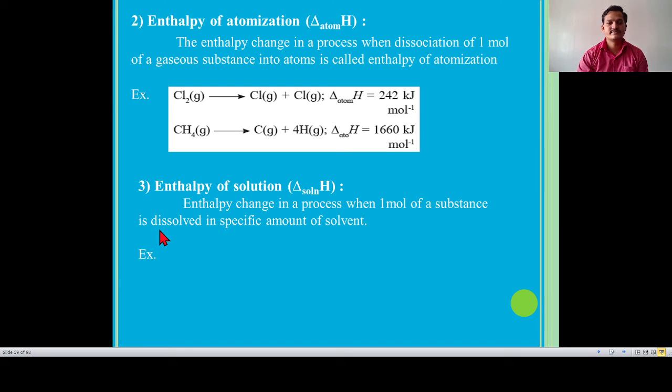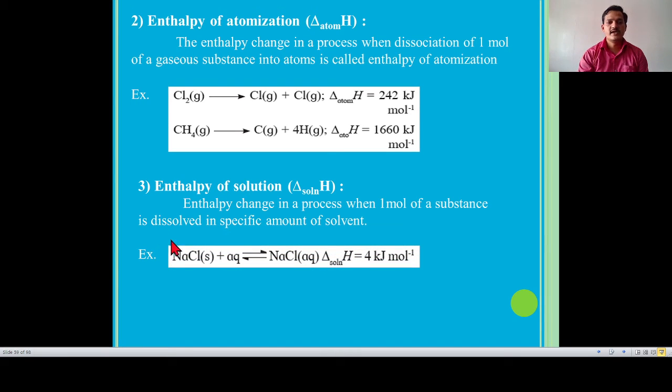For example, NaCl exists in solid phase. It is dissolved in aqueous, that is in water. So it is converted into NaCl aqueous, means sodium chloride is dissolved in water. It forms sodium chloride solution. So that enthalpy change in this reaction, NaCl plus aqueous, enthalpy of solution is 4 kilojoule per mole.